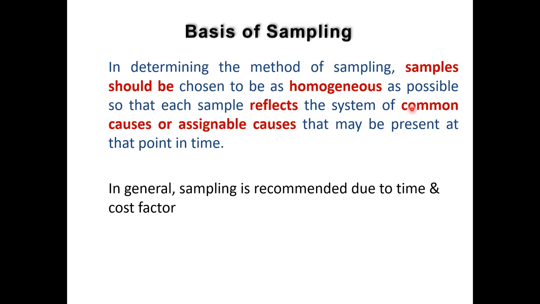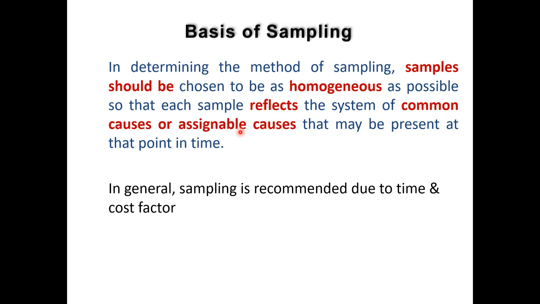Yeah. So maybe I have not told you just now. Common causes is the same as chance causes. Assignable causes is sometimes called special causes. Different textbooks use different terms. Some would use common, some would use chance. For assignable, some would also use special causes.